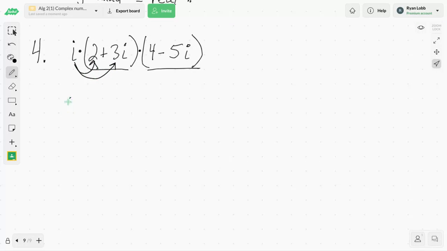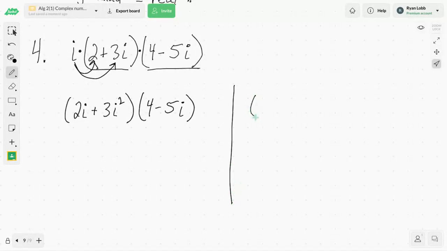In which case I'm going to get 2i plus 3i squared times (4 - 5i). Now at this point, I'm going to write it down again, the same thing, because we're going to do this one two different ways. I don't care how you do it. Certain times, one way might be a little more beneficial than another way. Ultimately, if you do it and you do it correctly, we're good to go.